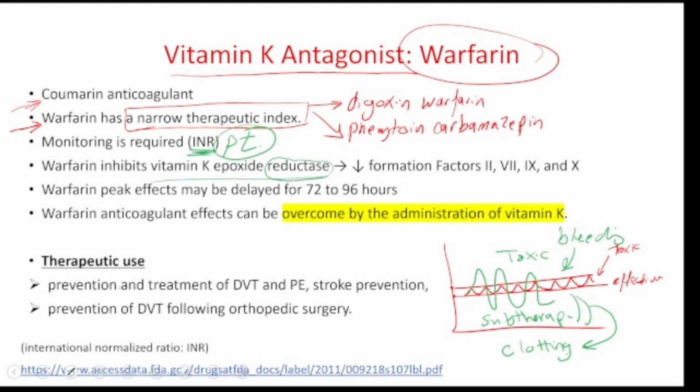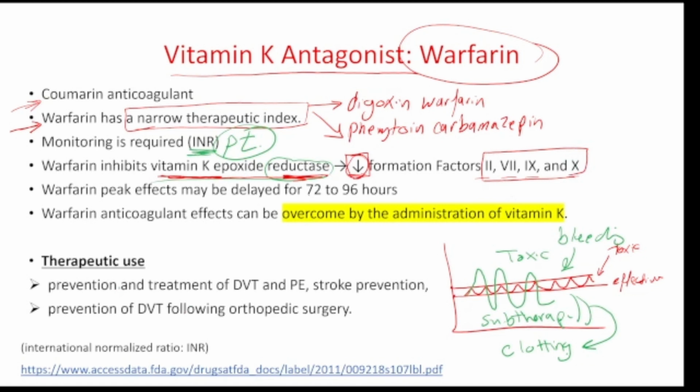I will repeat it. Warfarin inhibits the enzyme called vitamin K epoxide reductase, and this will lead to the decreased formation of factors 2, 7, 9, and 10. So warfarin interferes with all these factors, 2, 7, 9, 10.